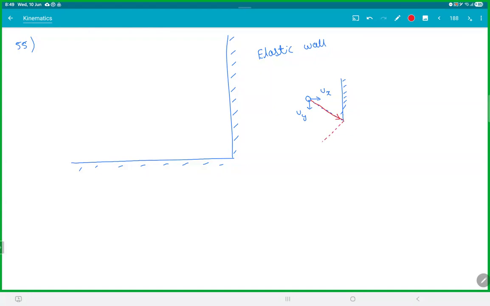after colliding, the ball will bounce off, just like the law of reflection. So this component ux will reverse, whereas the vertical component uy, the one parallel to the wall, will remain the same. So that's what happens whenever you hit a wall. Just like the principle of reflection. So the component perpendicular to the wall will reverse.